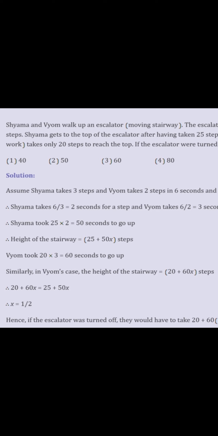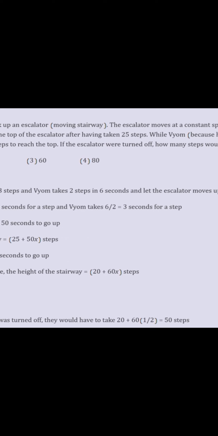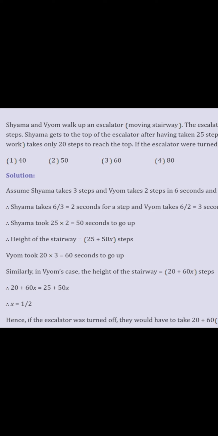Shama and Vyom walk up an escalator, a moving stairway. The escalator moves at a constant speed, obviously, and Shama takes 3 steps for every 2 of Vyom's steps. So when Shama takes 3 steps, Vyom takes 2 steps. Shama gets to the top of the escalator after having taken 25 steps.